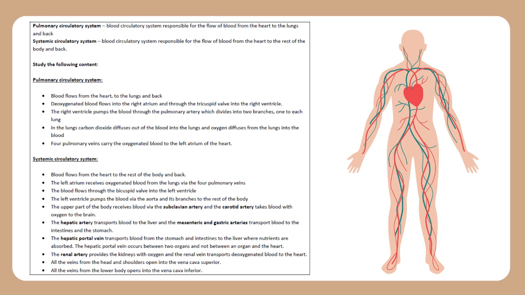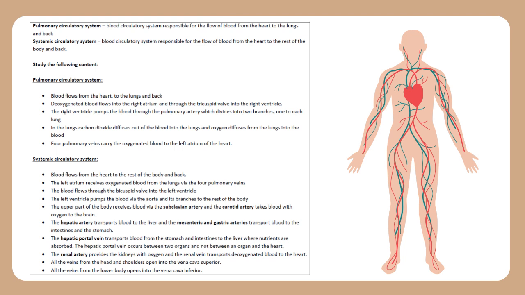The upper part of the body receives blood via the subclavian artery, and the carotid artery takes blood with oxygen to the brain. The hepatic artery transports blood to the liver, and the mesenteric and gastric arteries transport blood to the intestines and the stomach. The hepatic portal vein transports blood from the stomach and intestines to the liver where nutrients are absorbed. The hepatic portal vein occurs between 2 organs and not between an organ and the heart.